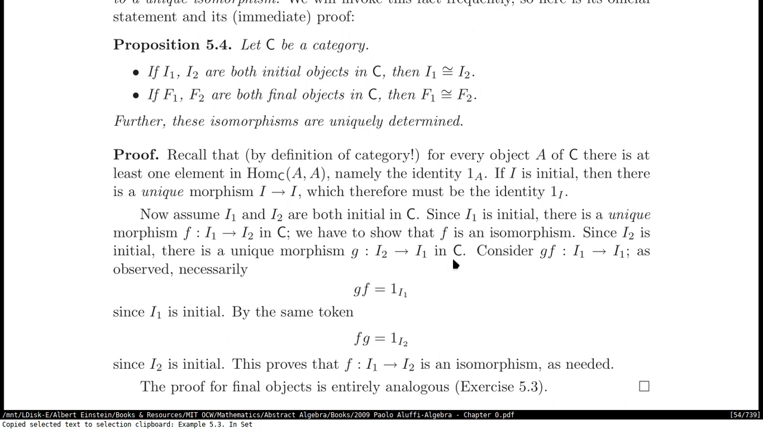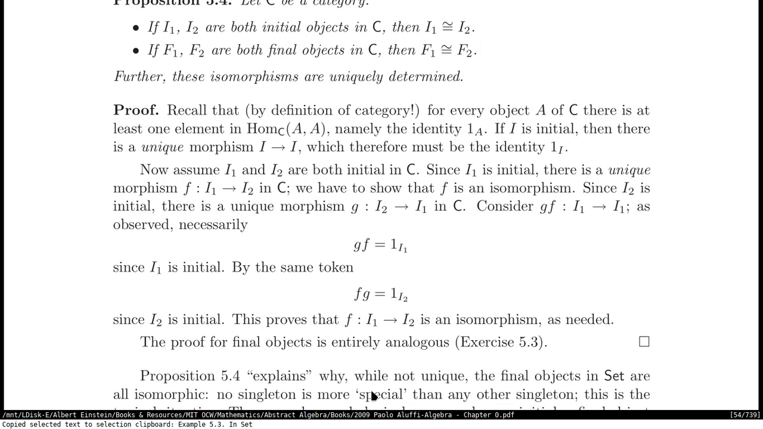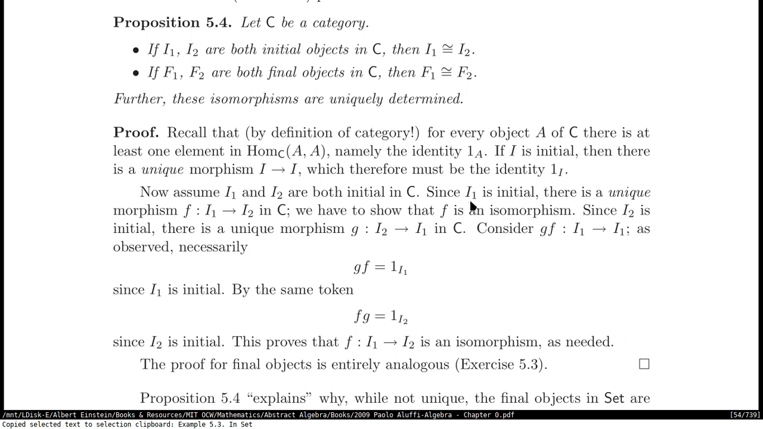Okay, so now assume that I1 and I2 are both initial objects in C. It's kind of straightforward. Because I1 is initial, you can have a unique morphism from I1 to I2, that is F. But as I2 is also an initial object, you can have G, which goes from I2 to I1. So you have them, and you consider the composition. The composition happens to be the identity on the two initial objects that you assumed.